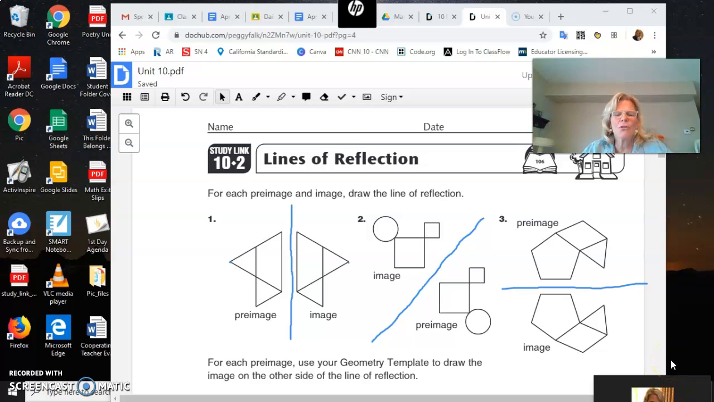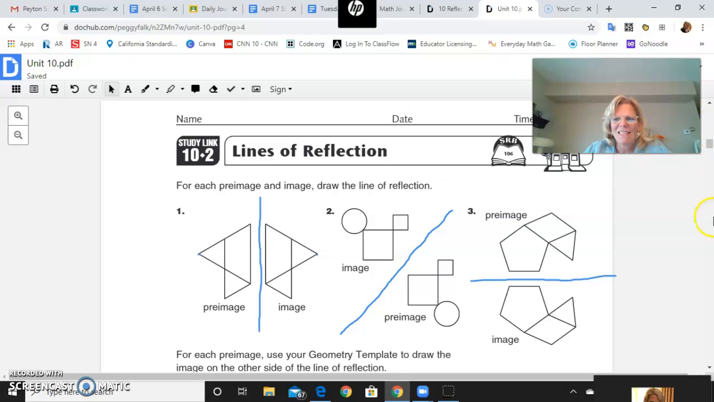Okay, so here are the answers for the lines of reflection worksheet. I did my best with trying to make them exact lines of reflection. So when you draw the line, you draw a line so that each point is equidistant from the line of reflection. So basically a reflection is a flip.